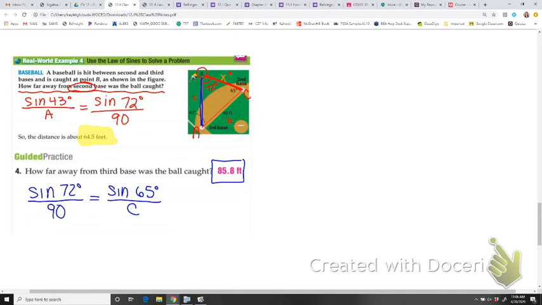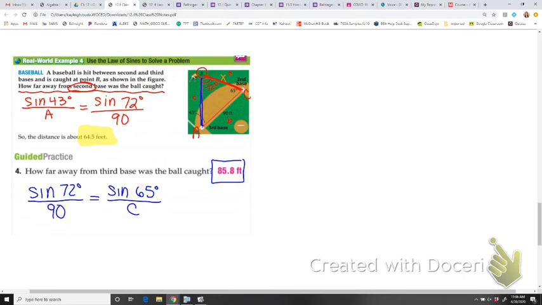So you can use a ratio for the law of sines. The sine of 43 over a, or in this case X, equals, and then the other ratio that we could use is the sine of 72 degrees over the 90, because I know that side. So if you use cross products, you would take 90 times the sine of 43 and divide it by the sine of 72 degrees, and you would get about 64.5 feet.